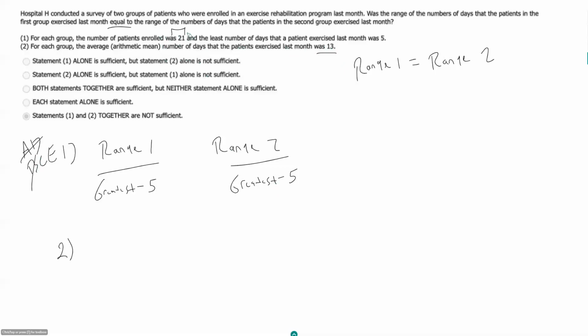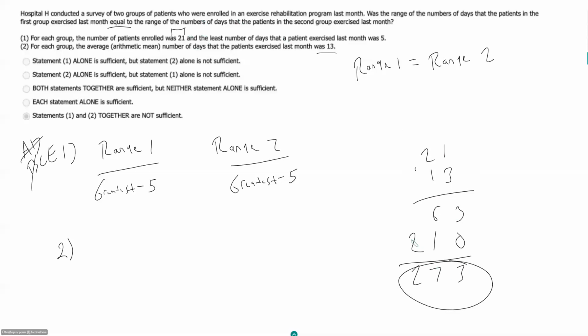We can find the total number of days exercised in each group. So we know the total number of days exercised in each group is going to be 21 patients times the average number of days exercised, and that's 273. Is that right? Yeah.